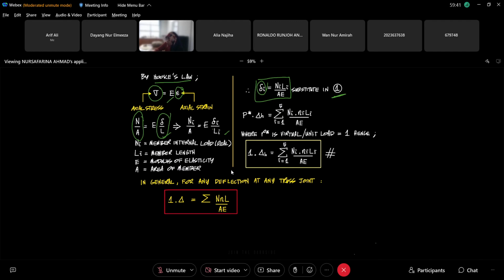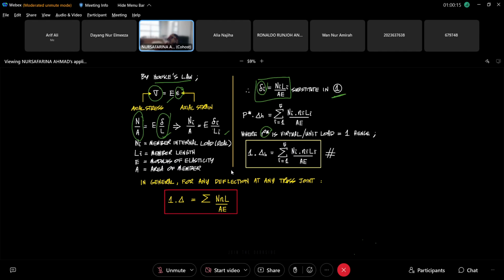This one you have learned in solid. Solid pun ada belajar PL over AE to identify the elongation, the deflection due to axial load. So that's why a truss is what we call an axial member, an axial structure. Dia bukannya moment, dia tak boleh ada rotation.